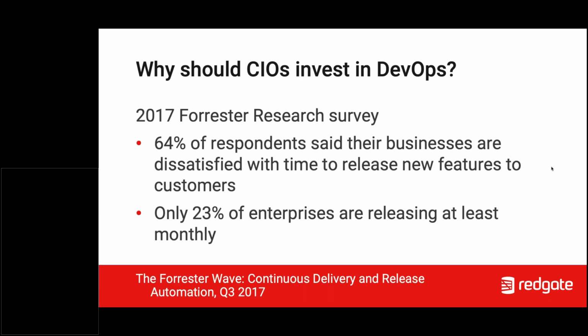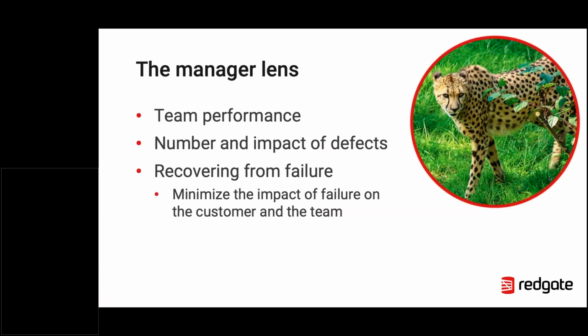And Gartner, Forrester, and the others also often recommend DevOps to them as a way to decrease the time to release features and as a way to have a competitive edge over others in the marketplace. Now, in 2017, Forrester research did find that 63% of respondents said, yeah, actually, we are not releasing software fast enough. It's a problem. And only 23% of enterprises were releasing at least monthly, right? So we have a long way to go in terms of growing in this.